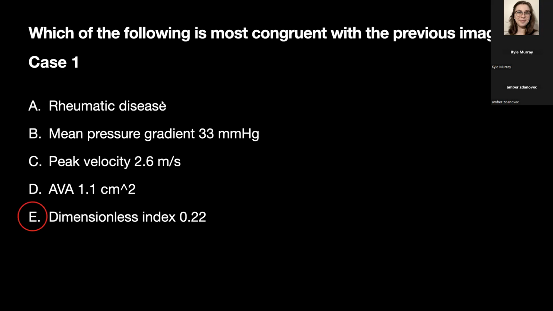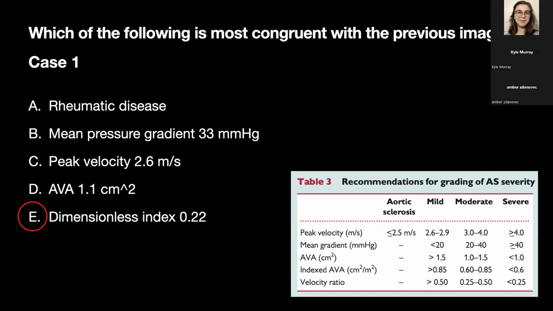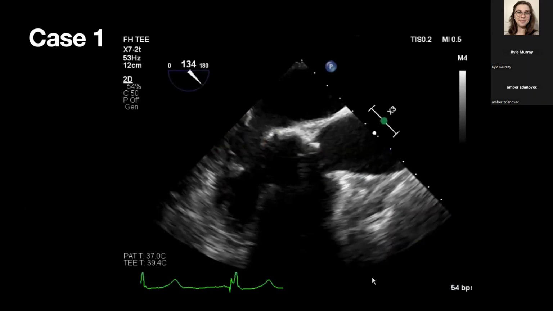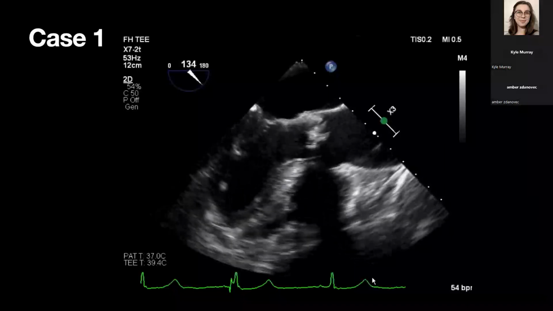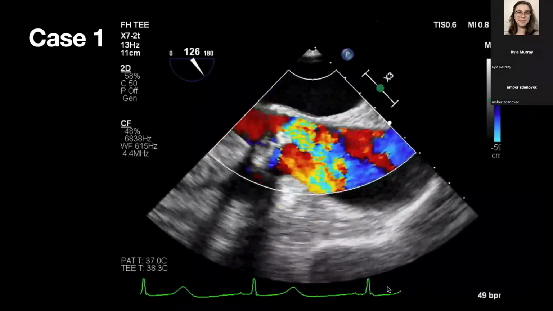So, when you're going through these, rheumatic maybe, although the whole thing looked really calcified, not just the tips of it. A mean pressure gradient of 33 is going to put you in the moderate. A peak velocity of 2 is mild. Do we think that looked like mild stenosis? Aortic valve area of 1.1, again, that's moderate. And dimensionless index of 0.25. So I think just visually it looked pretty severe, looking at that picture. A lot of turbulence.